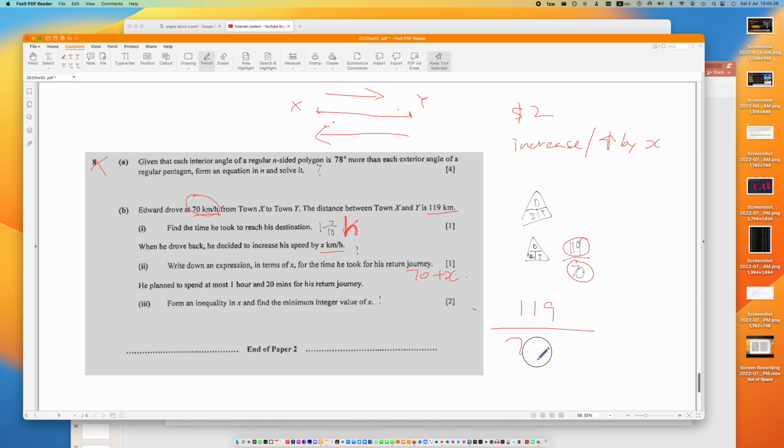70 plus X. So this is the time 2. Time 2 means is the return. Instead of using time 2, I use time return, okay? Better for you to understand. This one is the time 1. Make sense? Can I ask you which one take longer time?